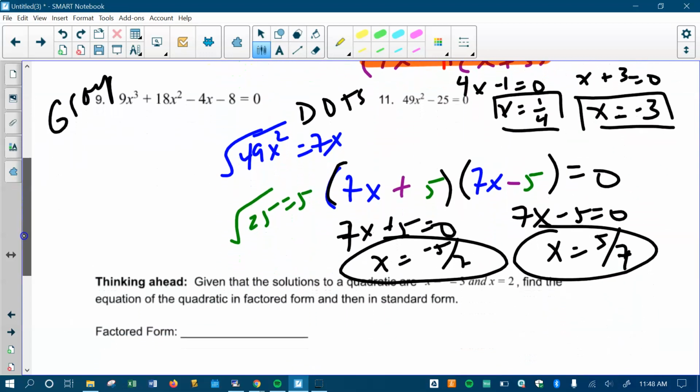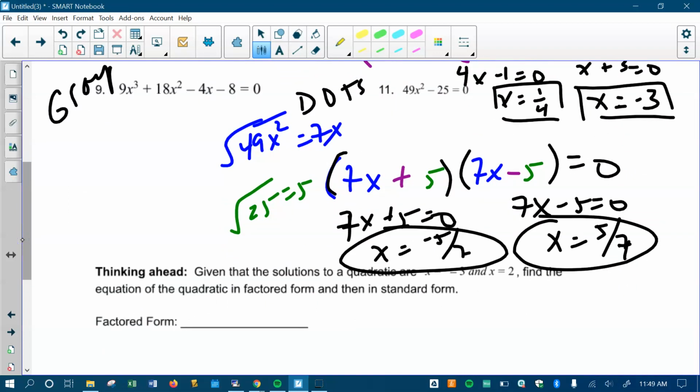And the last problem was 49x squared minus 25, and I did some side work here to show you the square root of each one, which was 7x and 5. And then it's the same numbers, opposite signs, so you got 7x plus 5 and 7x minus 5. Set both factors equal to 0 and solve for x. And I got x equals negative 5 over 7 and x equals 5 over 7.